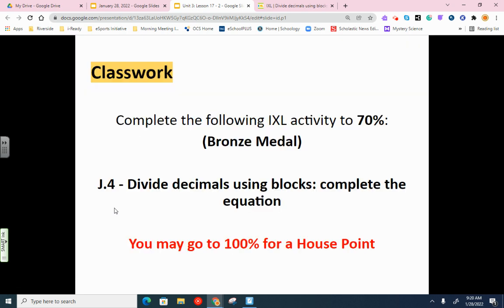Your classwork or homework, if you're home, is J4. Divide decimals using blocks and complete the equation. Get a hold of me if you have any questions on that, and I'll try to help you best I can.